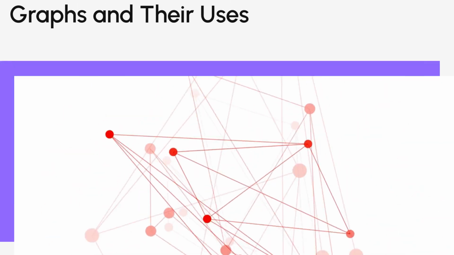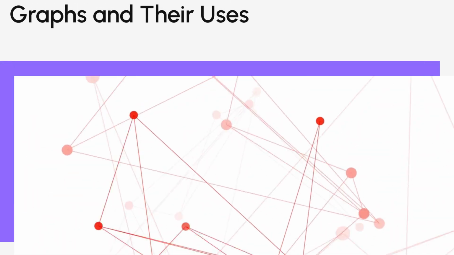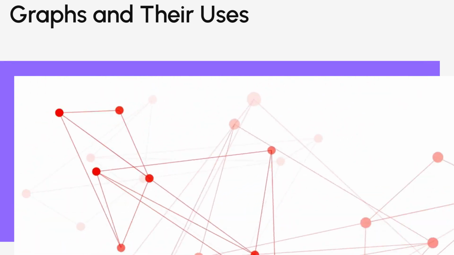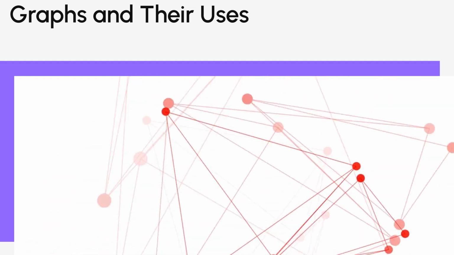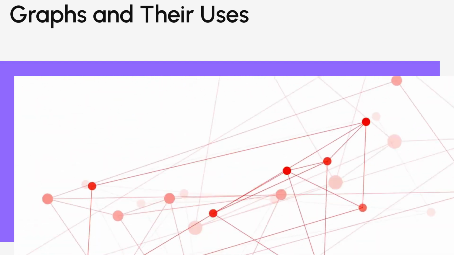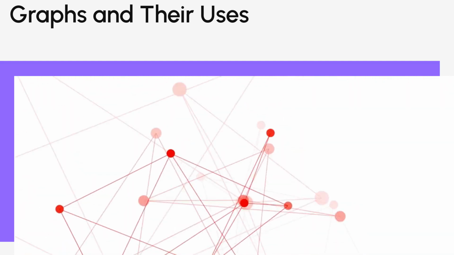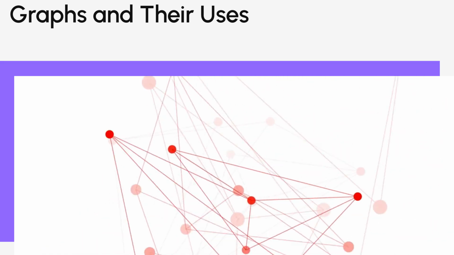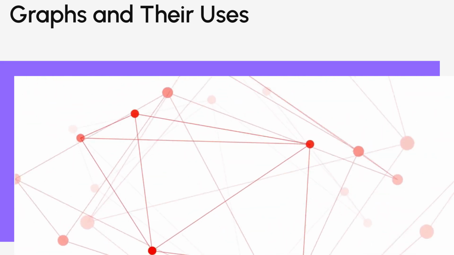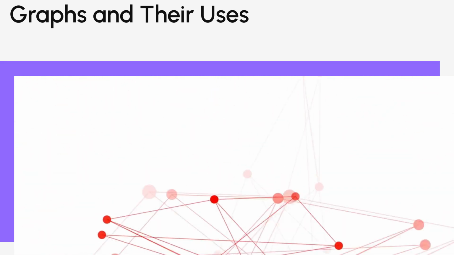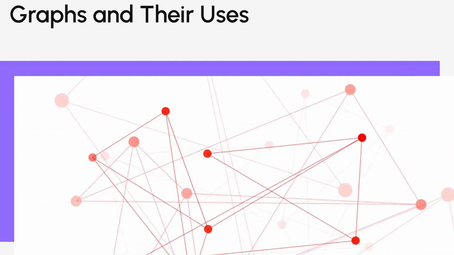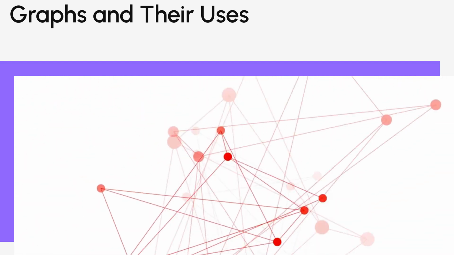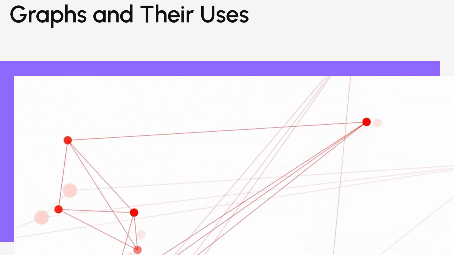Graphs consist of nodes, called vertices, and edges connecting them. They can be directed or undirected, weighted or unweighted, cyclic or acyclic. Graphs are represented using adjacency lists or matrices. Real-world examples include social networks and maps. Use cases involve GPS navigation, internet routing, and modeling relationships in data. Graphs are versatile for representing complex data relationships.